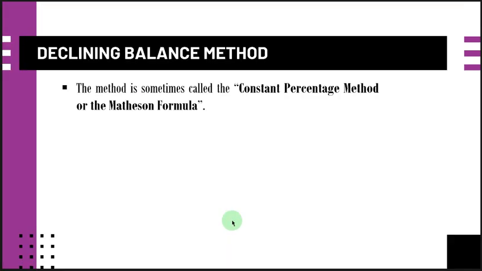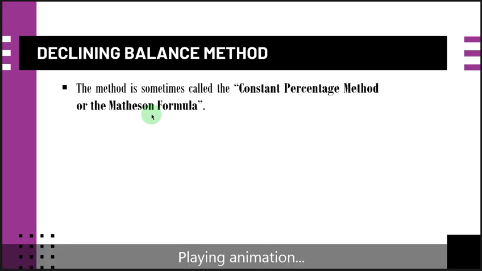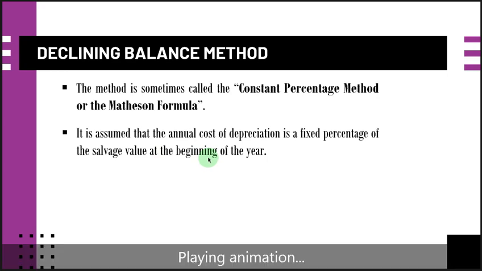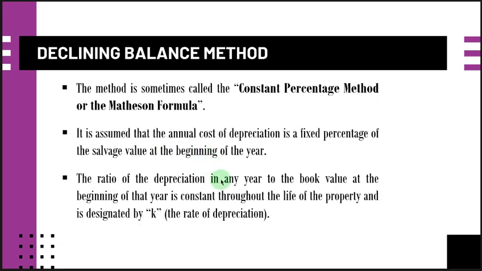So for the declining balance method, the method is sometimes called the constant percentage method or the Matheson formula. It is assumed that the annual cost of depreciation is a fixed percentage of the salvage value at the beginning of the year. Moreover, the ratio of the depreciation in any year to the book value at the beginning of that year is constant throughout the life of the property, and it is designated by the variable k, which is now the rate of depreciation.